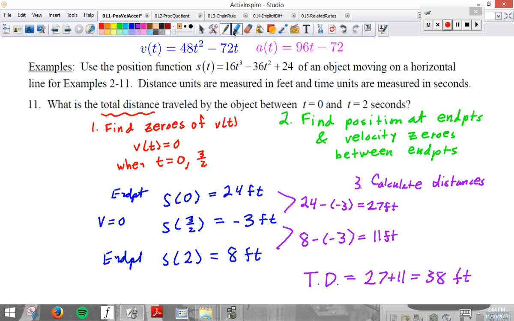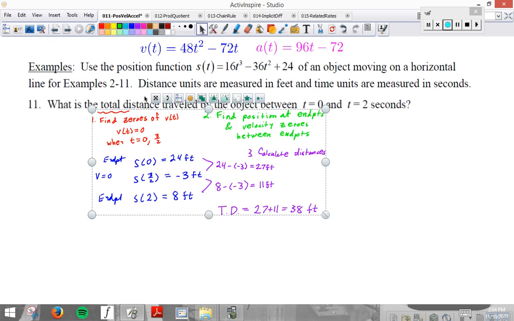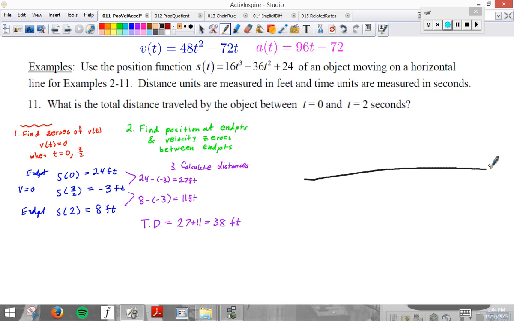Now, why does this work? Why does this method work? Now, I saw some people drawing this on their tests. I would not recommend doing this, but it will help you understand what happened. So we're traveling on a horizontal line. We're a little ant, we're a little tightrope walker, whatever. We start out at 24 feet to the right of the position where we're calling 0. That ant starts off at 24 feet at t equals 0.